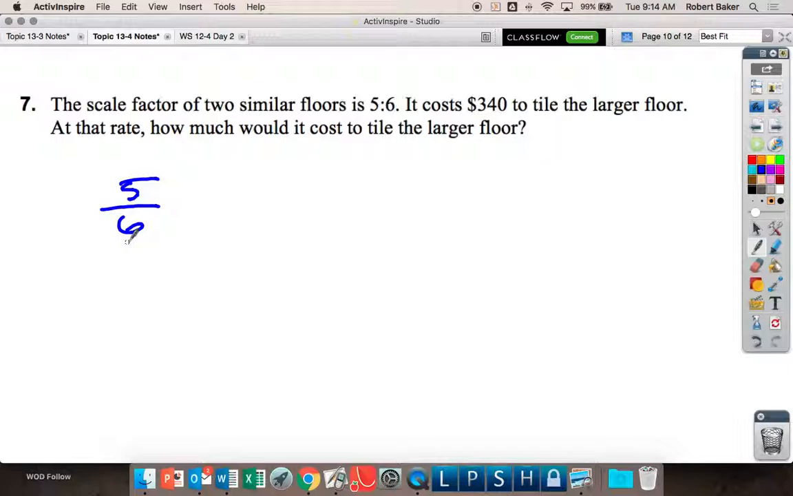The wording's tricky, so let's see here. It costs $340 to tile the larger floor. Well, let's just do math and then we'll go back and see if it works. What do you think it's going to be? 5 squared over 6 squared, or just 5 over 6? Okay, so if we're thinking it's just 5 over 6, it says it costs $340 to tile the larger floor. So does that go on the top or the bottom? On the bottom.